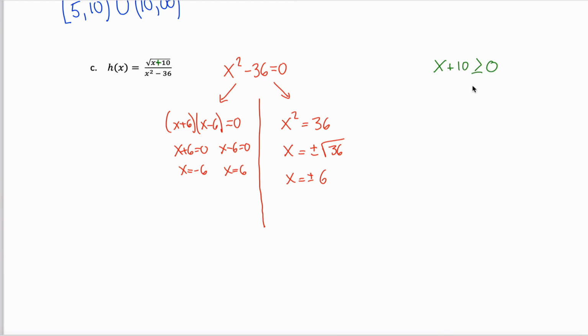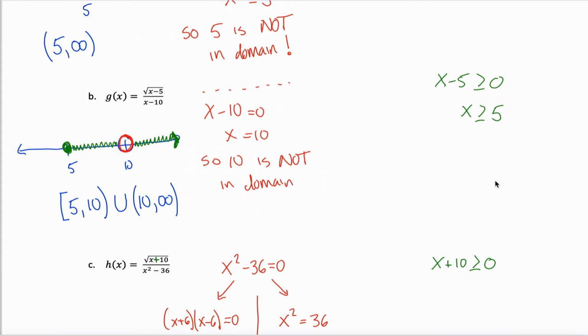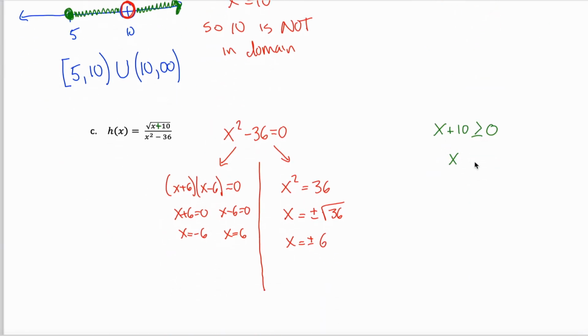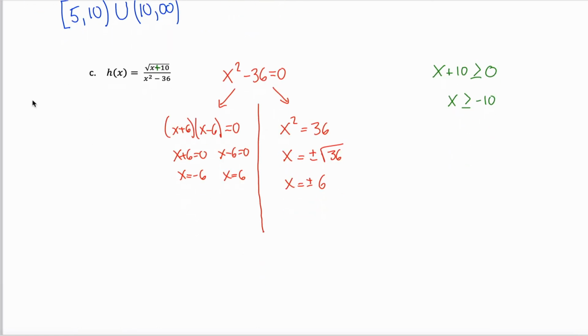Now I go and solve this inequality, and it's no more interesting than the inequalities that we solved up here. All I got to do is subtract 10 from both sides, and I get that x is greater than or equal to negative 10. So from the green, x has to be greater than or equal to negative 10, but from the red, x cannot be equal to positive 6 nor negative 6. So how do I incorporate all that information?